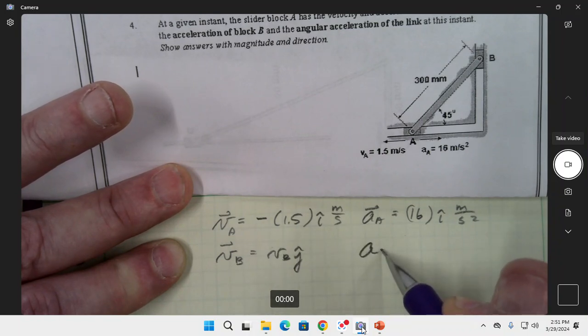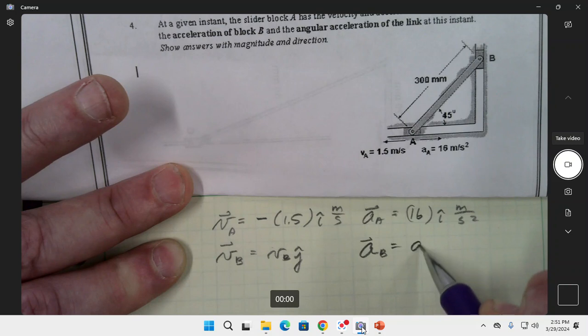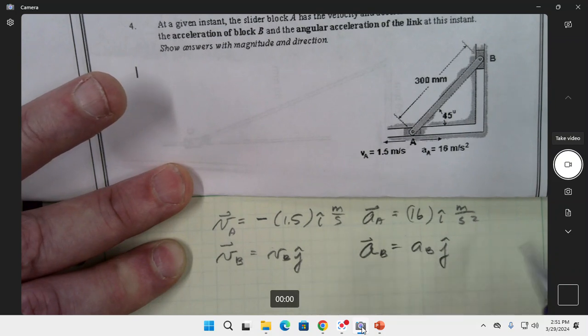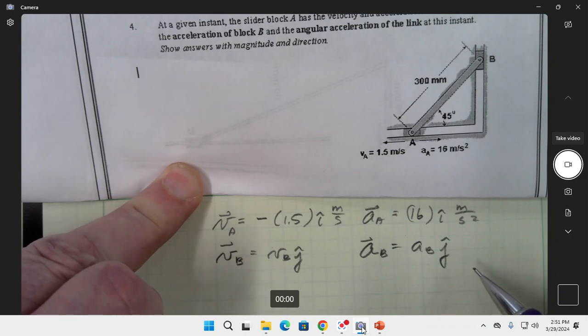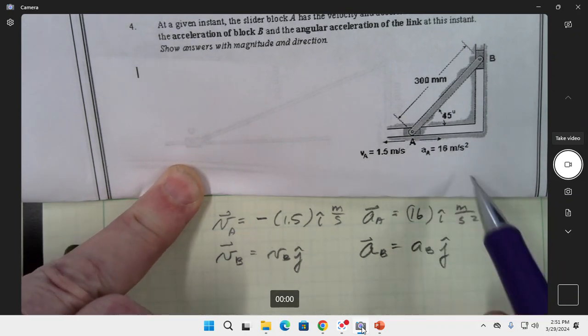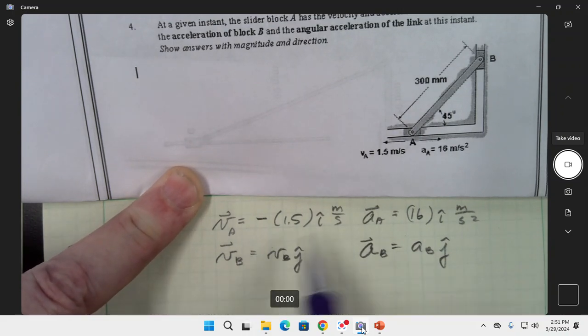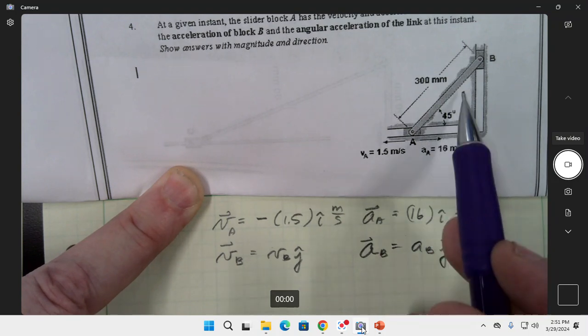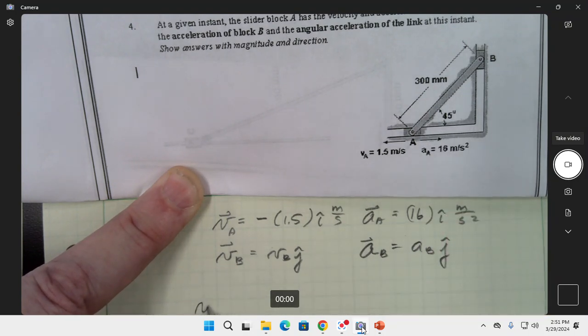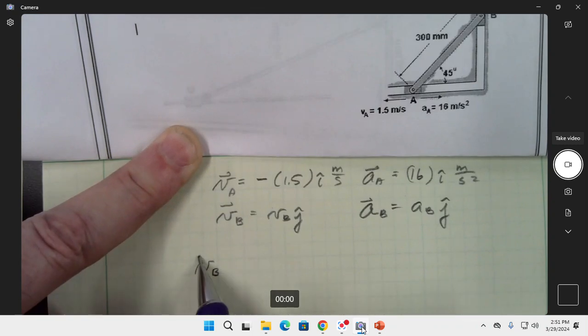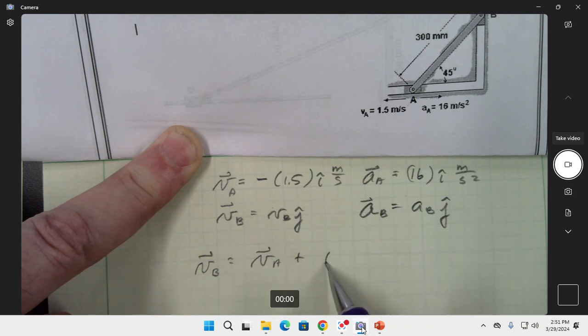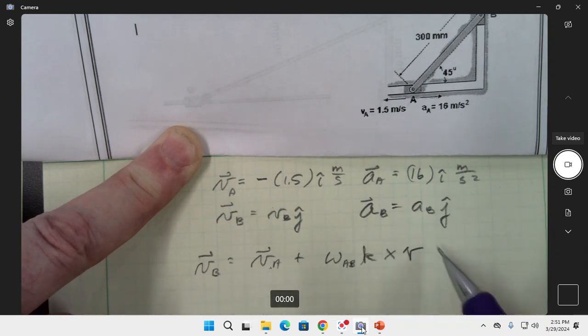The acceleration of B was in the j direction. And the only other thing we knew was the length of this rod. So what we're really trying to find initially is the angular velocity. We'd say that the velocity of B is equal to the velocity of A plus omega AB K crossed with R B with respect to A.